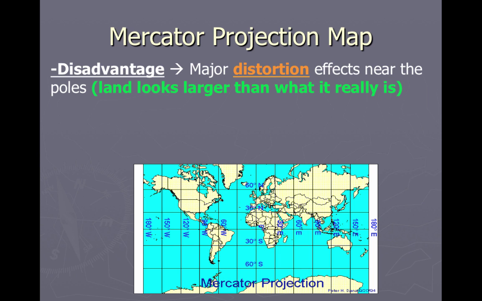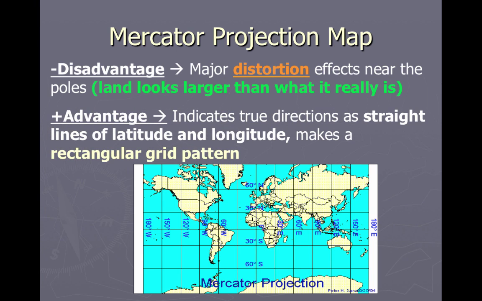So the disadvantage, again, is distortion. But the advantage is that it indicates true directions as straight lines. And it does make a rectangular grid pattern.